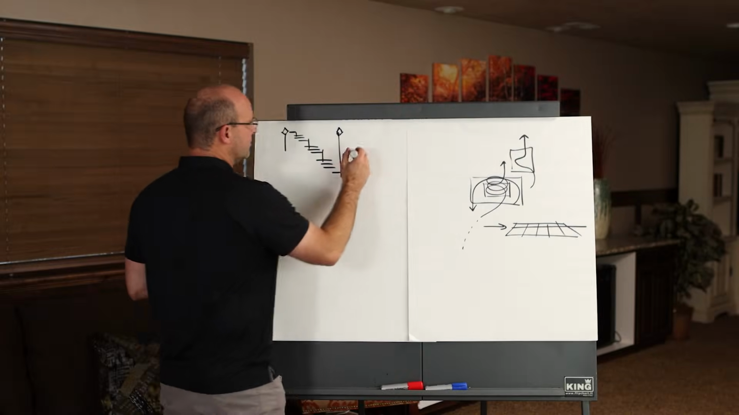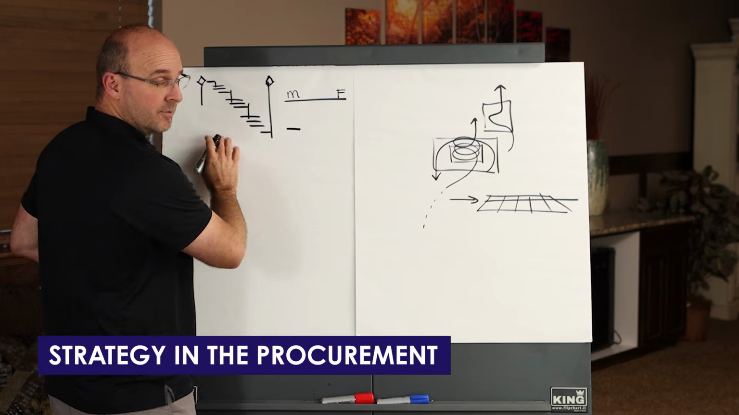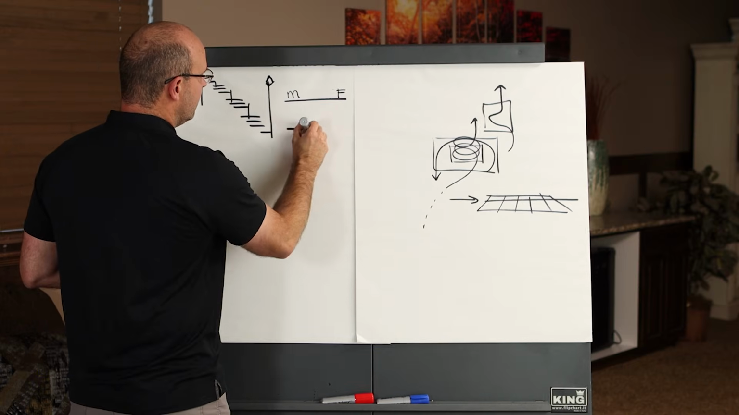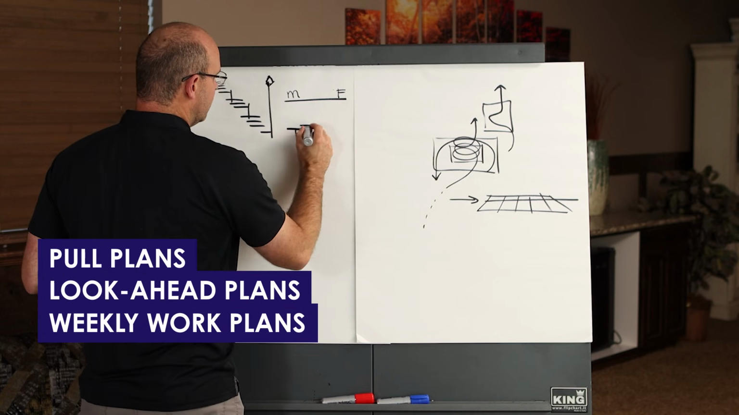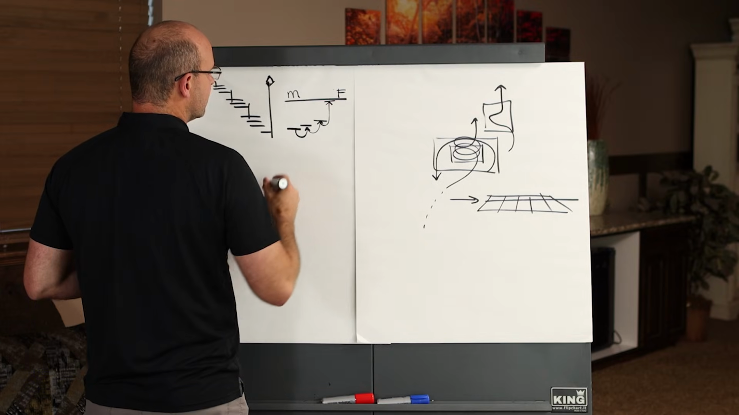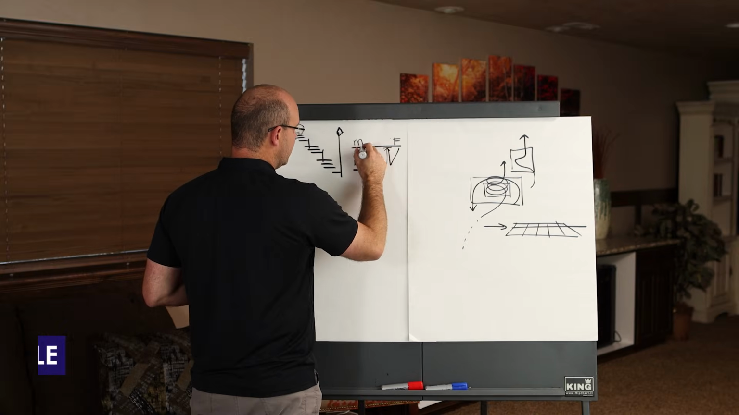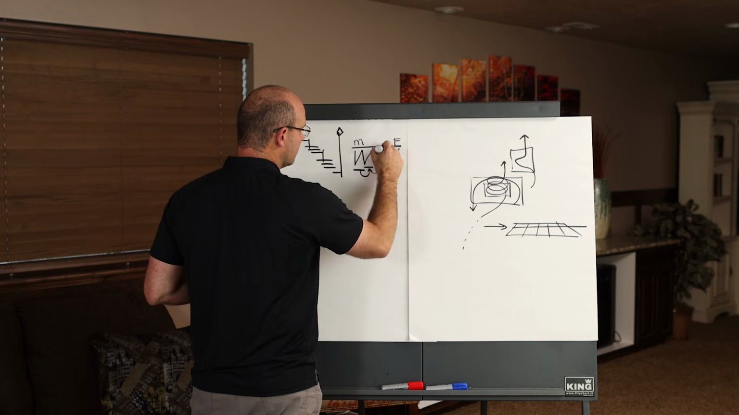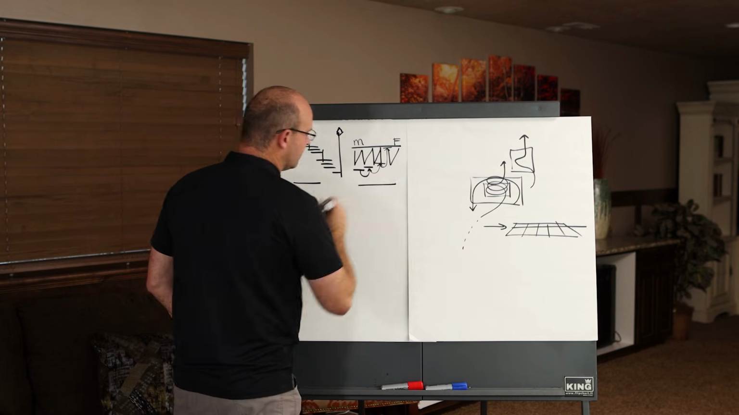But if you have a strategic baseline and you have a meeting system where literally every week you look at the strategy and the procurement, and then you do your pull plans, look ahead plans, weekly work plans. Then every day you do your afternoon foreman huddle so you can communicate the next morning in the morning worker huddle. And literally that cycle repeats every day, day in and day out. Then you're set up. So you have your strategic baseline and your meeting system.